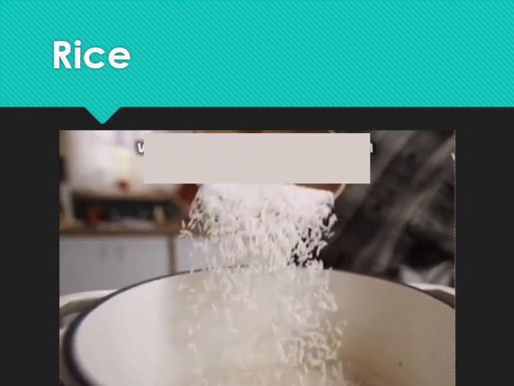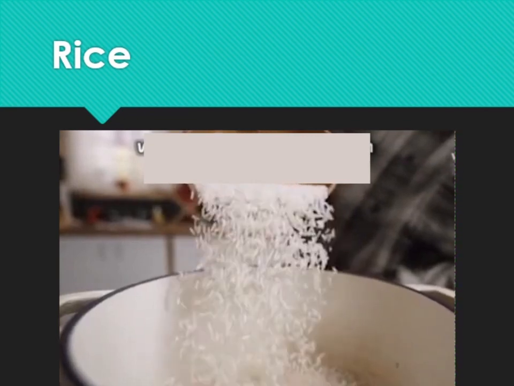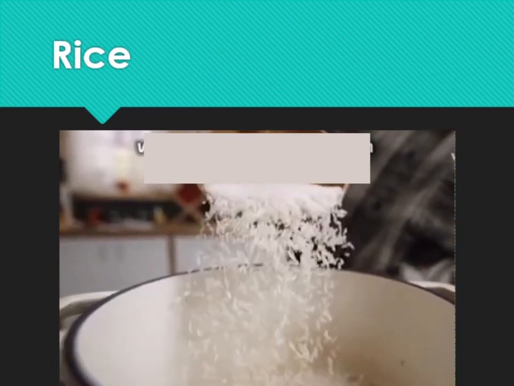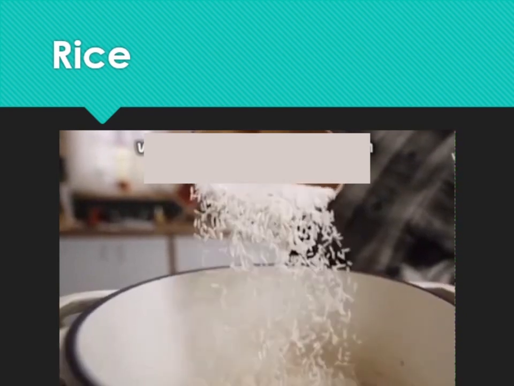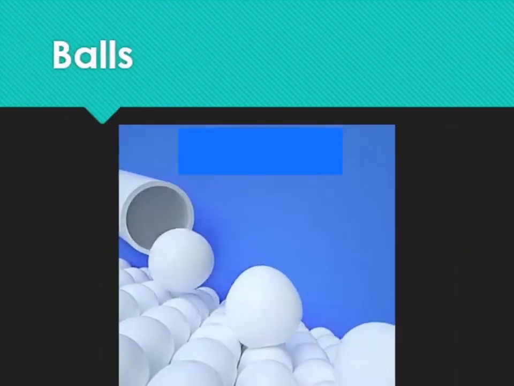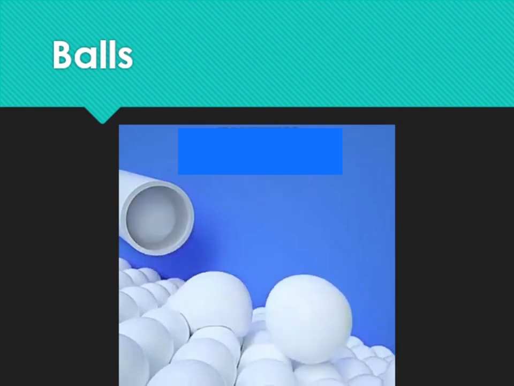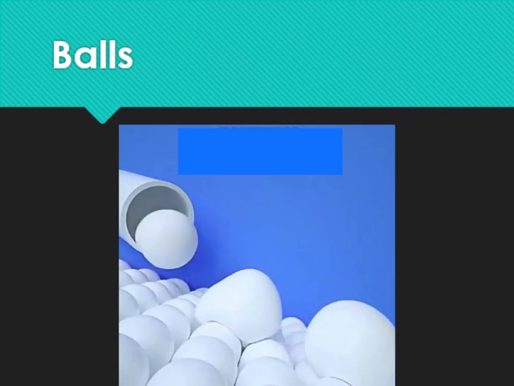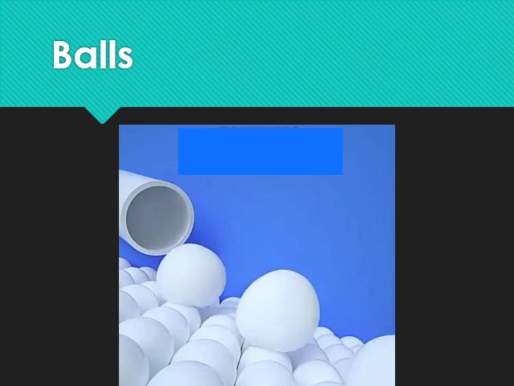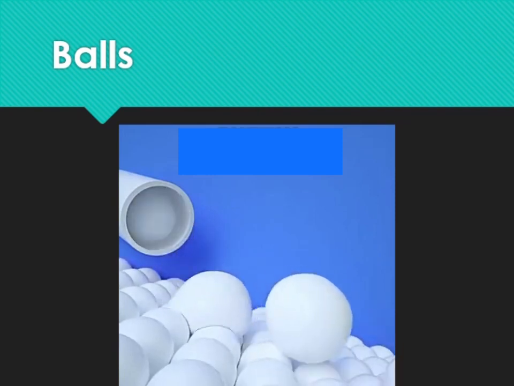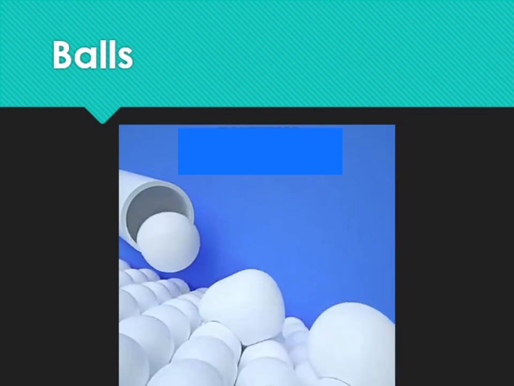Next is rice. Can we count rice? No, we cannot. So rice is an example of an uncountable noun. Next is balls. As you can see, many balls are there in the picture. Can we count balls? Yes, we can. So balls is an example of countable nouns.